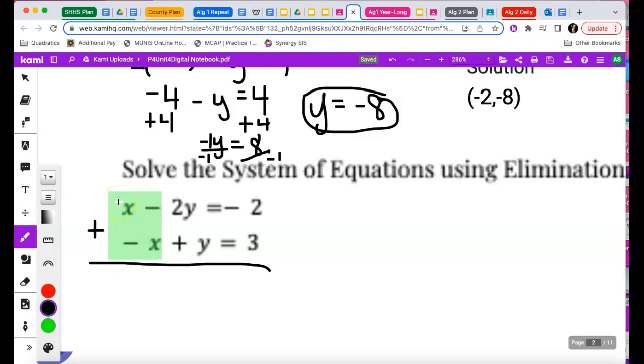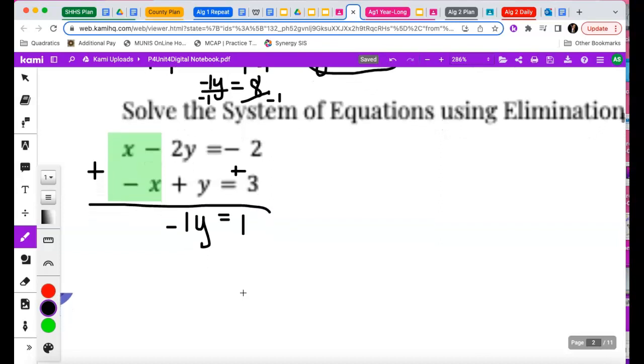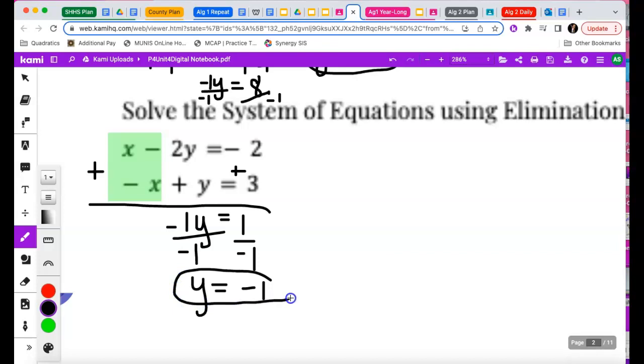So x plus negative x, those cancel, those eliminate, those are going to be 0. Negative 2y plus y gives me negative 1y. And negative 2 plus 3, that gives me 1. So I have negative 1y is equal to 1. I need to do the opposite of multiply by negative 1, which is divide by negative 1. So y is equal to 1 divided by negative 1, which is equal to negative 1. So that's the first part of my solution.